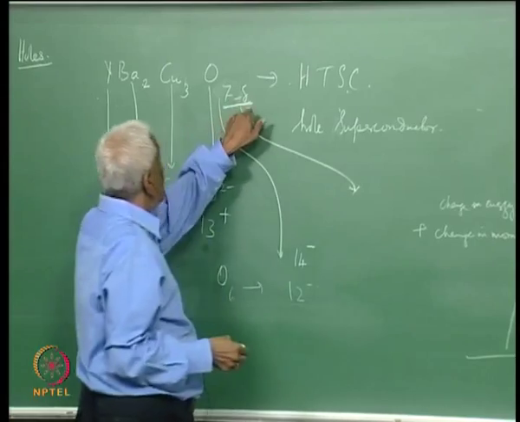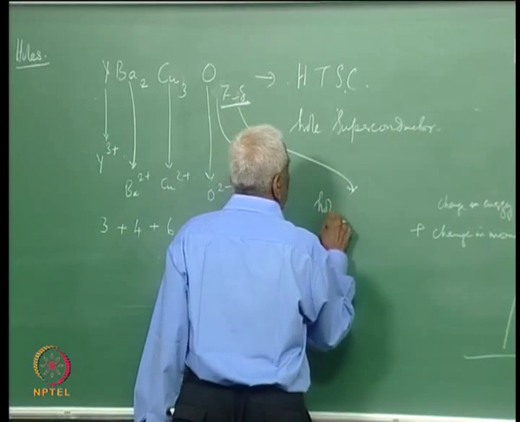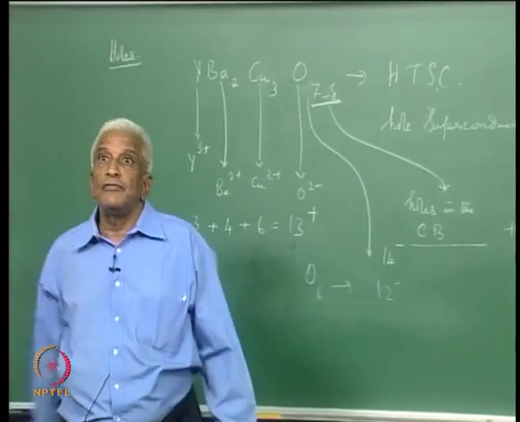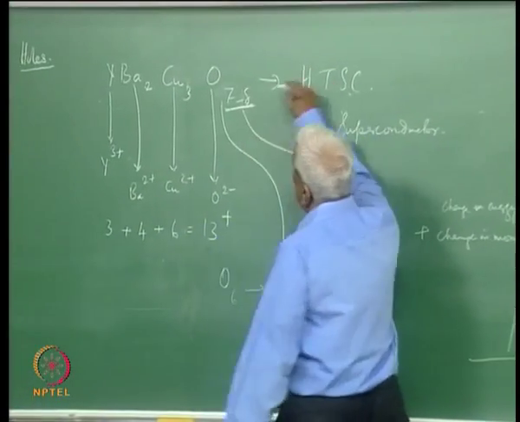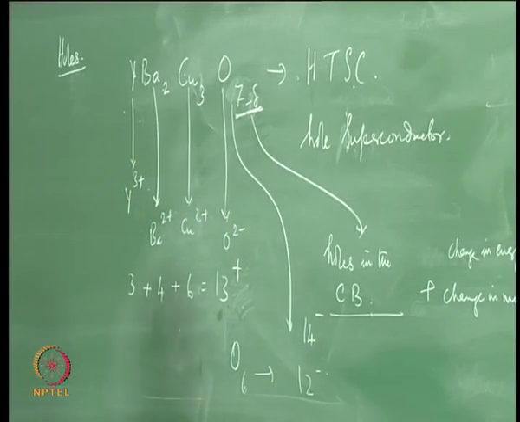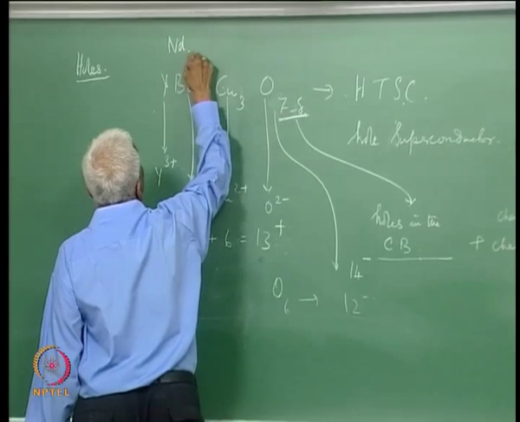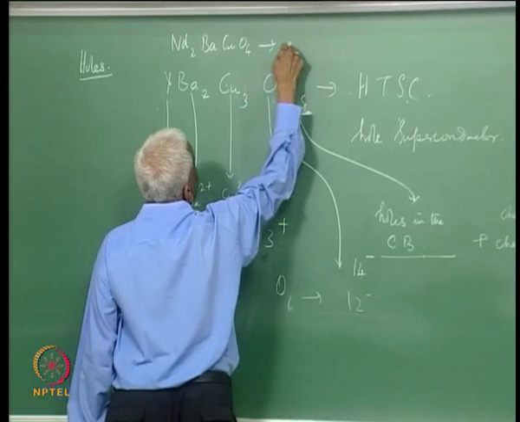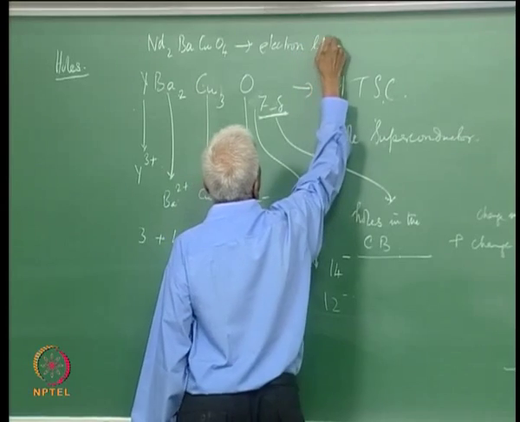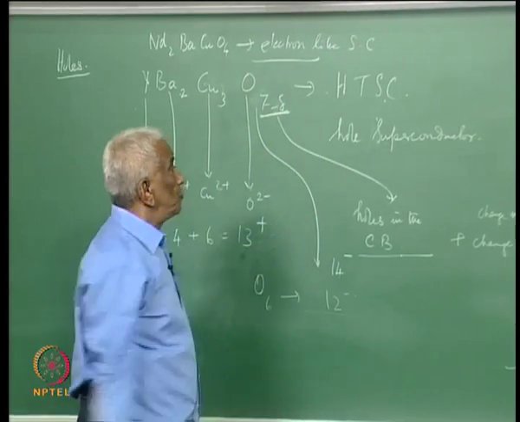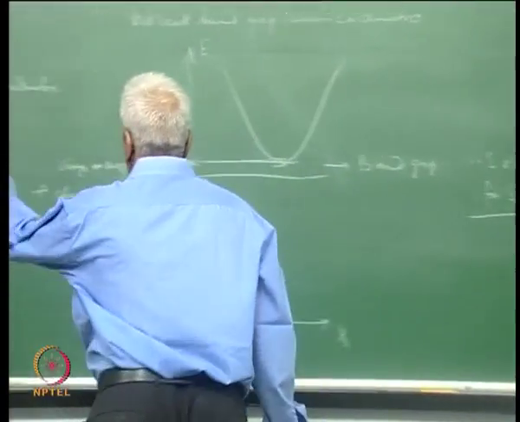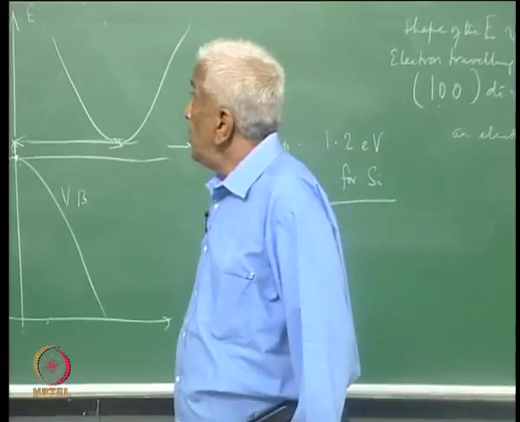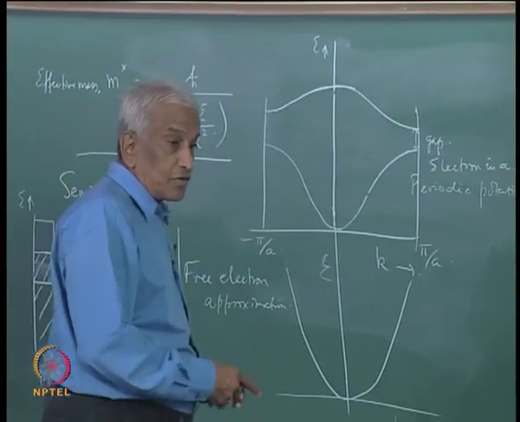And this is because the charge balance is affected, leaving a few holes in the conduction band, and that is the reason for superconductivity. So, that is why we call this a hole superconductor. Whereas the neodymium compound was called an electron-like superconductor, again for the same reason. So, this is the reason for the nomenclature, and it is the pairing of holes which is responsible for superconductivity in the high temperature superconductor. We now pass on to a discussion of semiconductors.